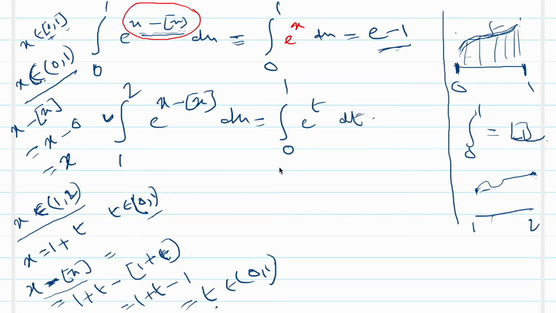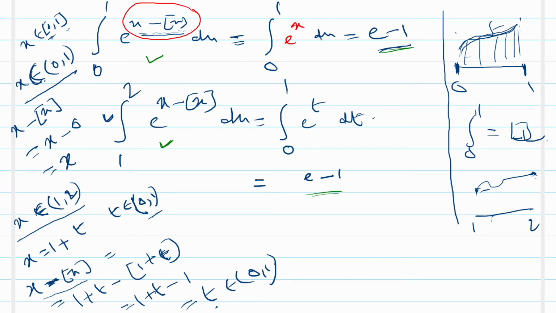And now we can find out the integration very easily, right? Now it is so easy. So again it will be e minus 1, right? Again it is e minus 1. So for the first integration here, we got e minus 1. For the second integration, the second component, we again got e minus 1.